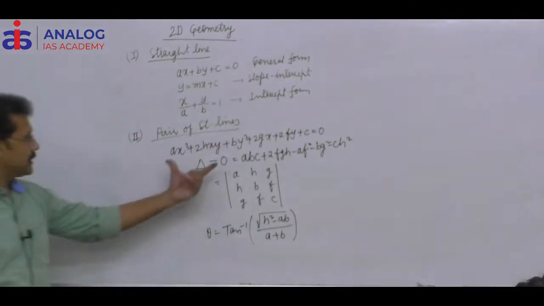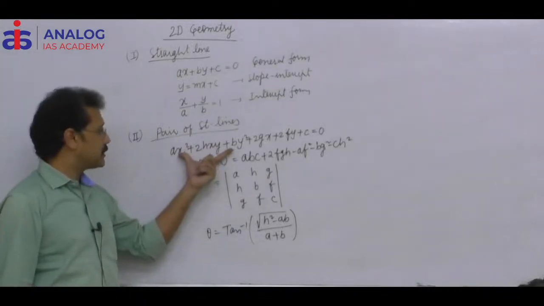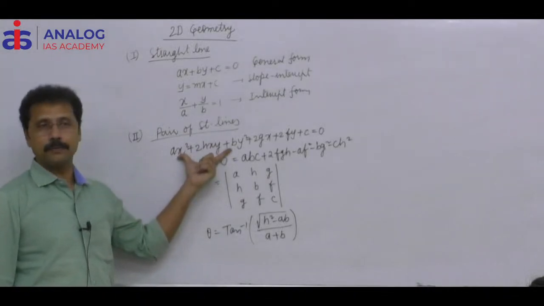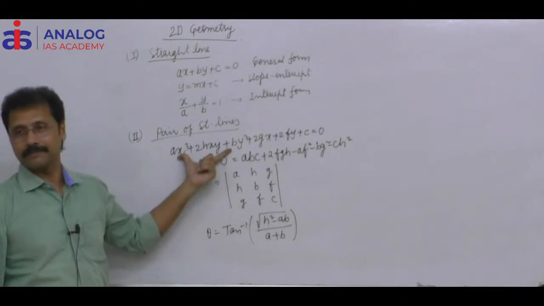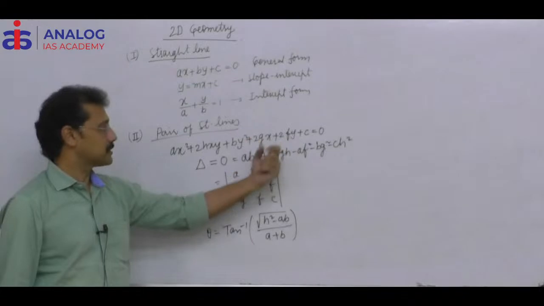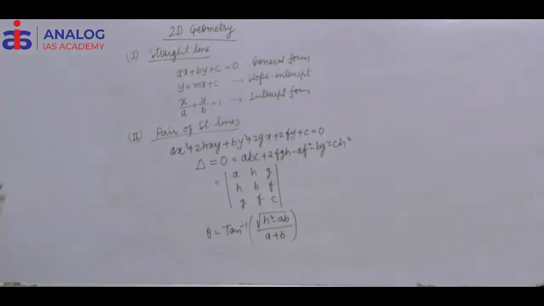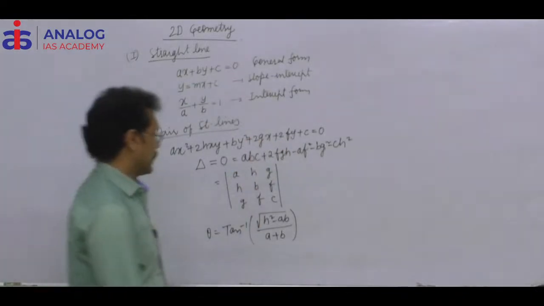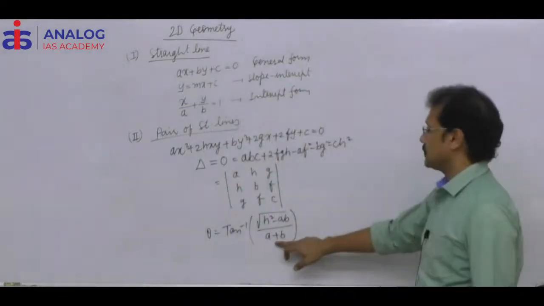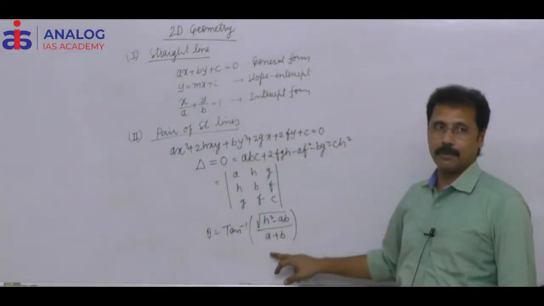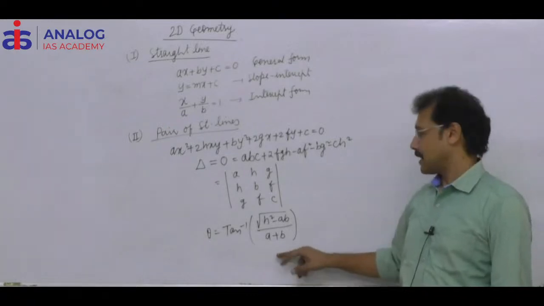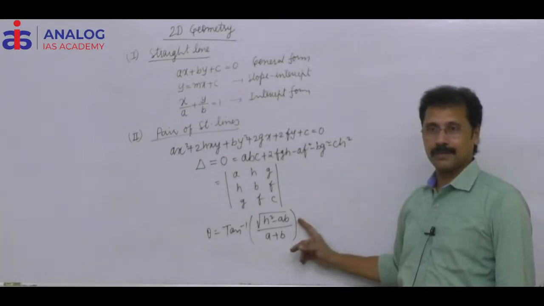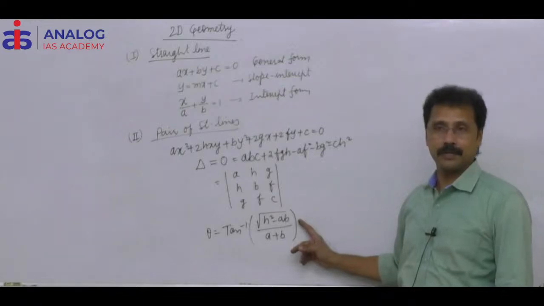See, these a, h, b are the only three terms which define the slope of those two straight lines. Not these terms, those terms would be something else. So if a plus b is equal to 0, then what happens? Tan inverse infinity, which is 90 degrees.